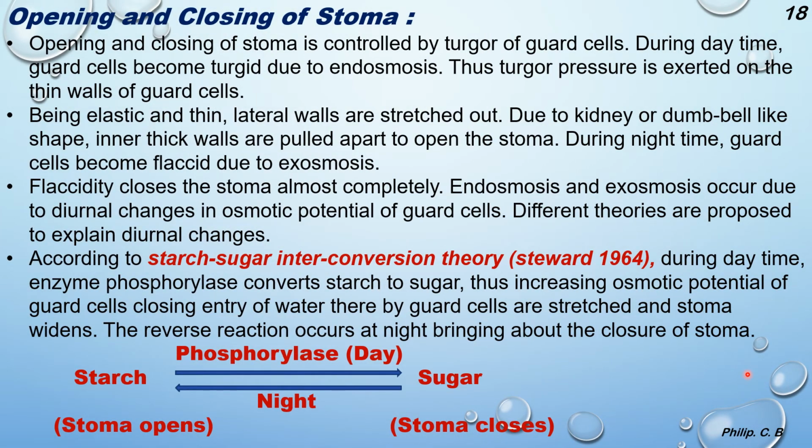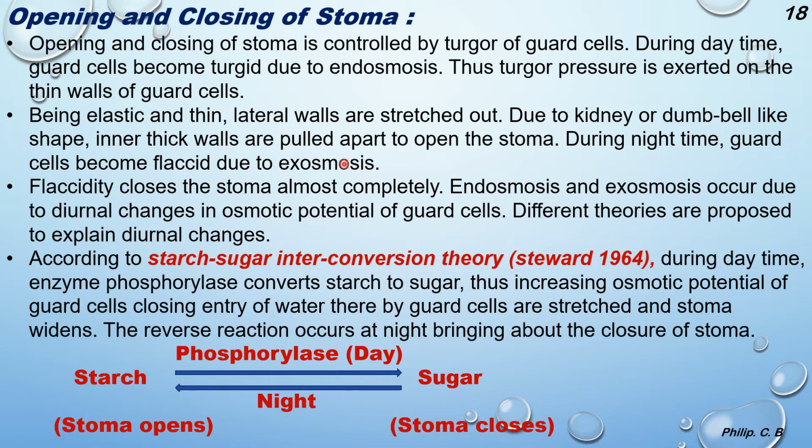Now, opening and closing of stomata, as we just saw in the images. Opening and closing of stoma is controlled by the turgor of guard cells. During daytime, guard cells become turgid, means they swell up due to endosmosis. What is endosmosis? Movement of water molecules from outside to inside. Thus, turgor pressure is exerted on the thin walls of guard cells. Being elastic and thin, lateral walls are stretched out. Due to the kidney or dumbbell-like shape, inner thick walls are pulled apart to open the stoma.